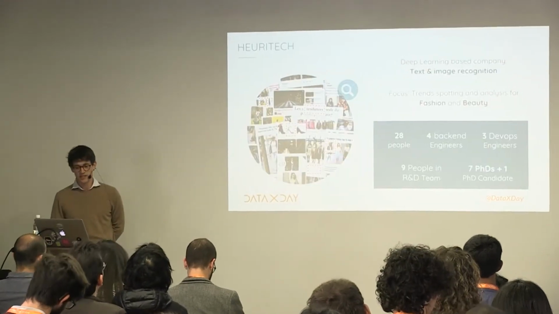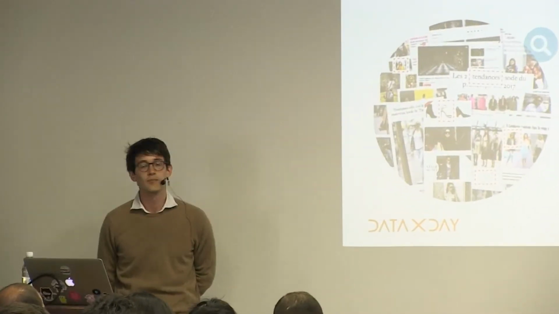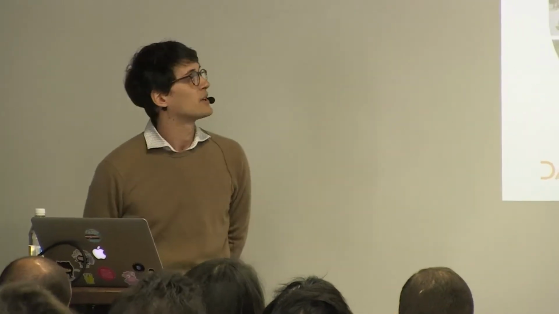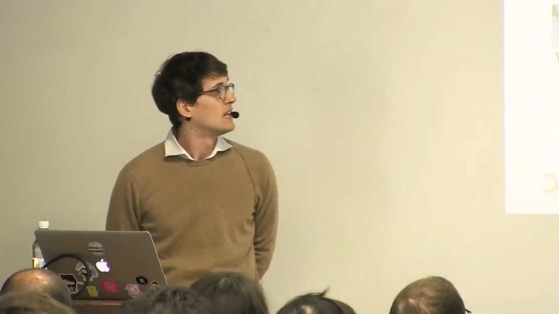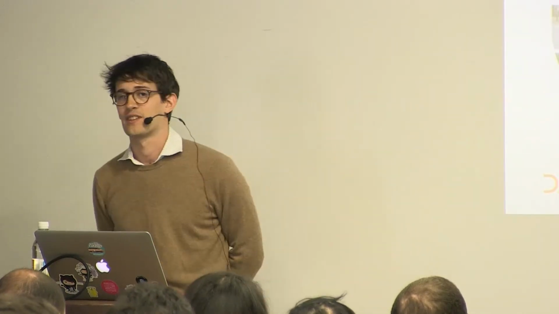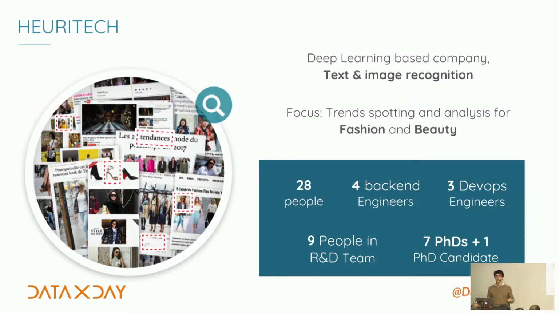So about my company, it's a company I founded 4 years ago. We do mostly text and image and also video recognition using deep learning. I will be talking a bit more about it. We have decided to focus on one specific domain, which is fashion. I will explain exactly what we do with fashion. But globally, what we do is we spot trends from millions of images and videos.